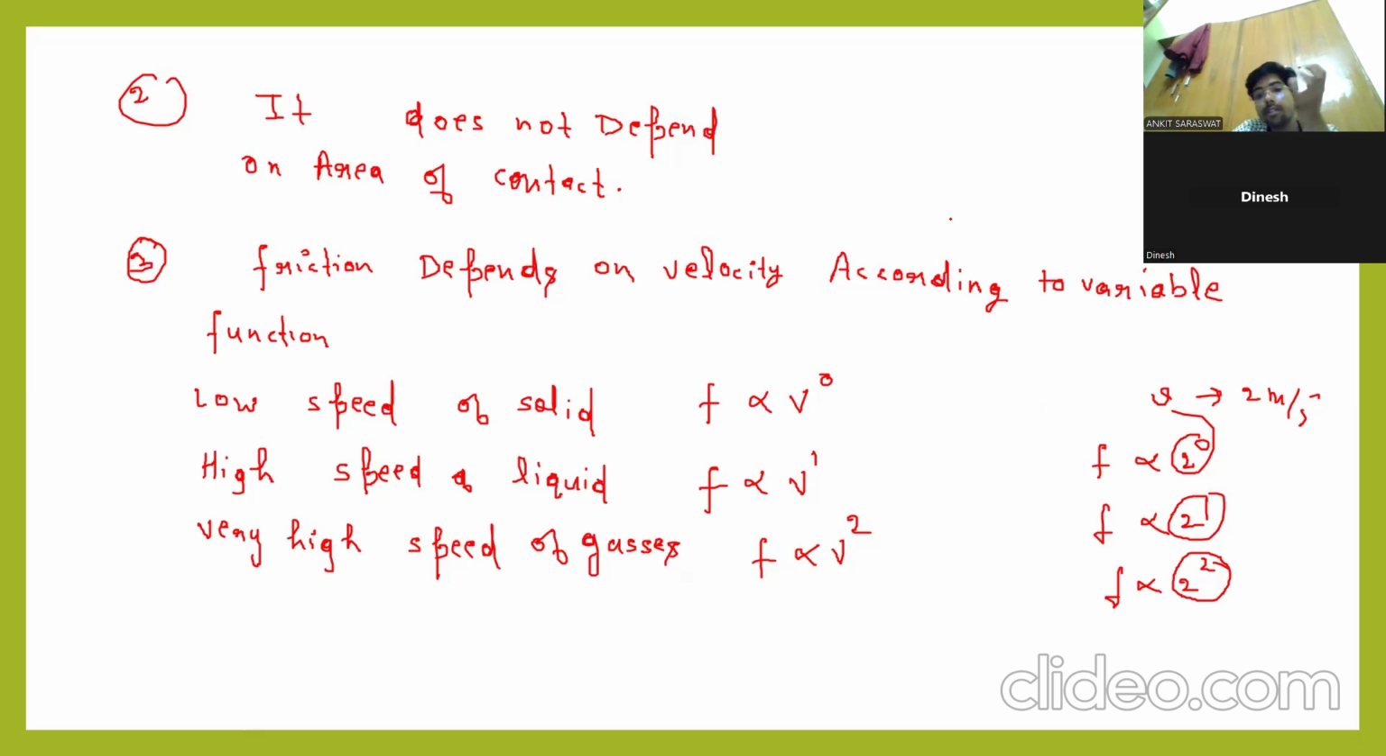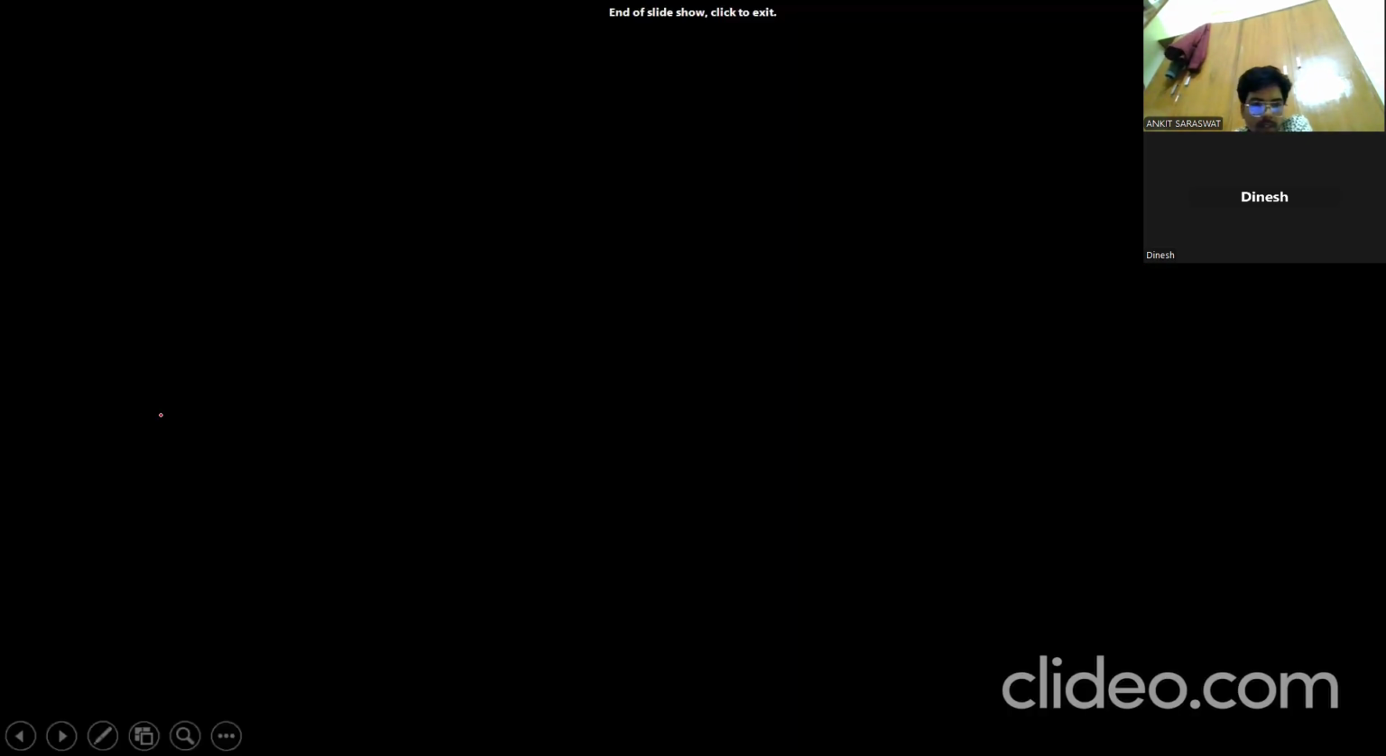Like when a rocket or missile is going into the atmosphere, lots of very high speed gases are coming back. Their friction will be v to the power 2. It's very high friction. Clear? Okay, you can write the next point, the last point. Slide finished.